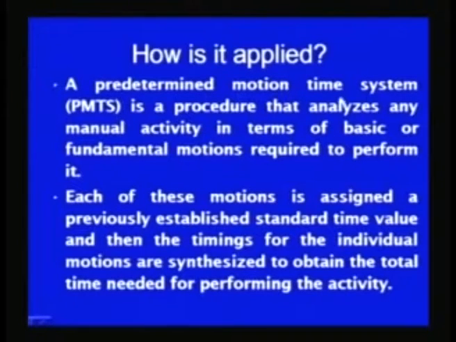A predetermined motion time system is a procedure that analyzes any manual activity in terms of the basic or fundamental motions required to perform the job. Each of these motions is assigned a previously established standard time value, and then the timings for the individual motions are synthesized to obtain the total time needed for performing the activity. So, here simple basic human motions are used to quantify the time required to carry out the job, and the time for the basic human motions has been established over a period of time.